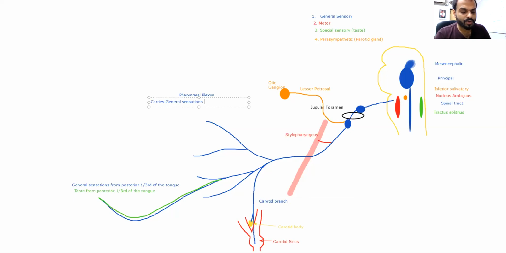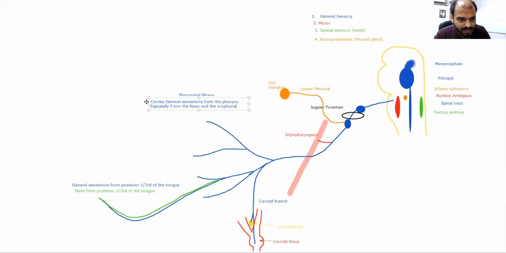Carries general sensations from the pharynx, especially from the nasopharynx and the oropharynx, not from the laryngopharynx. Because from the laryngopharynx, the major sensations are carried by the vagus nerve, okay?